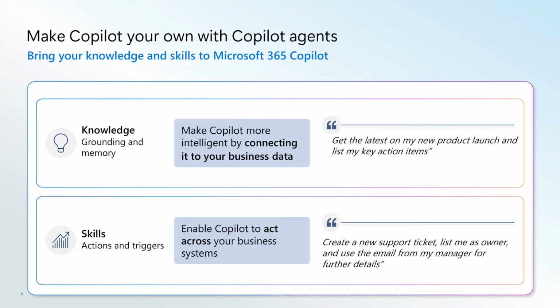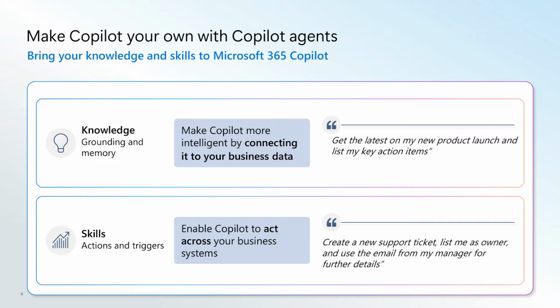I want Microsoft 365 Copilot to ground in that data. So, go and get me the latest on new product launches and list my key action items for this. Again, this may not be residing inside of Microsoft 365. It's probably coming from some kind of third-party source where that information is going to be.